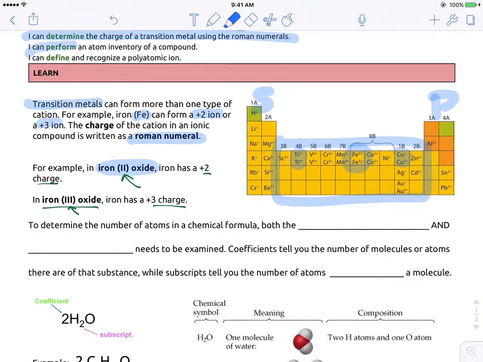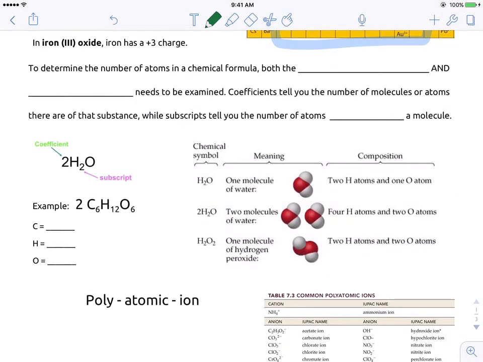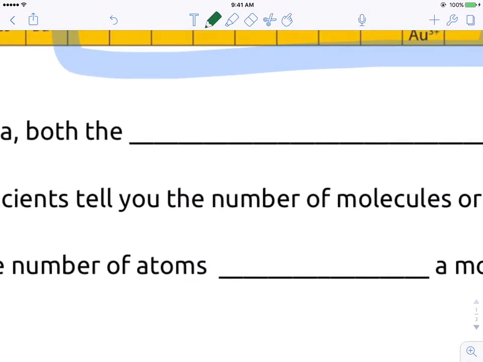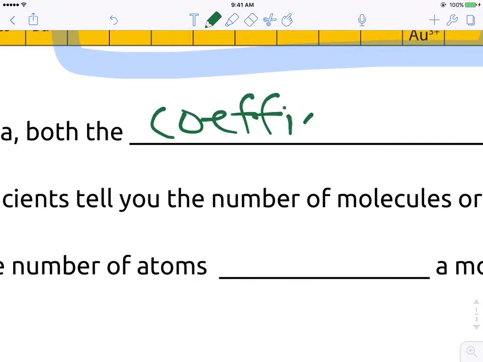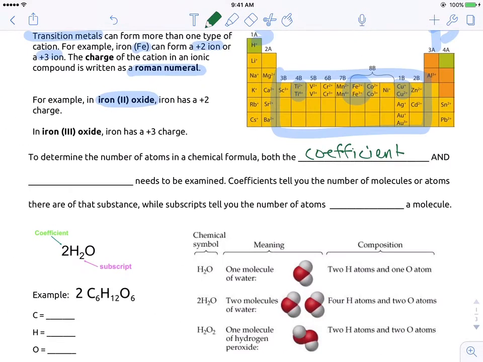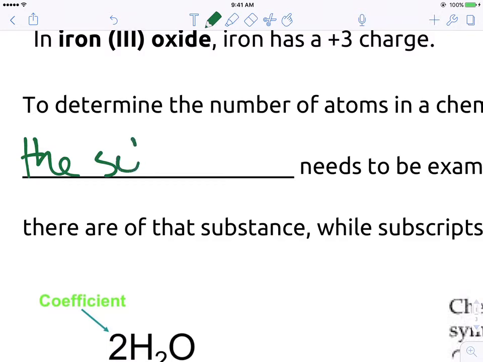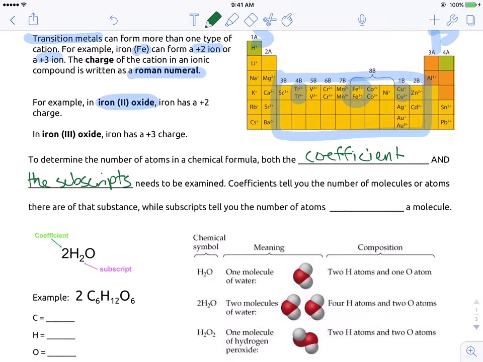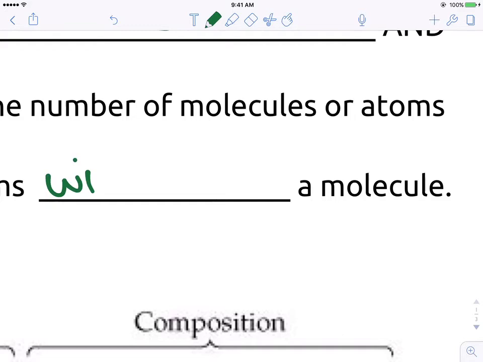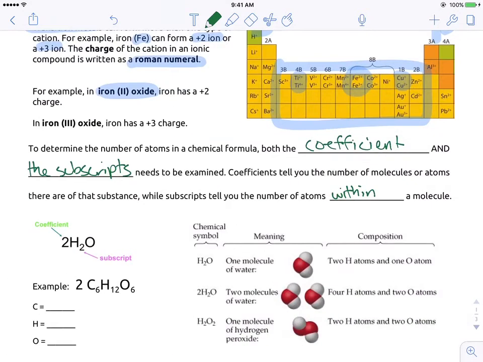Now let's take a look at performing an atom inventory of a compound. This is simply just being able to determine how many atoms there are inside of a compound by looking at a couple things. So to determine the number of atoms in a chemical formula, both the coefficient and the subscripts need to be examined. So coefficients can tell you the number of molecules or atoms that there are of that substance, while subscripts tell you the number of atoms within or inside of that molecule or part of that molecule.